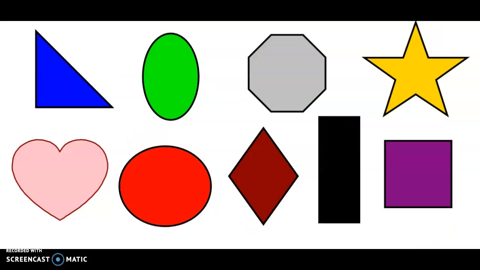All right, looking at my shapes. What shape is purple? The rectangle? No, not the rectangle. The rectangle is black. What shape is purple? The square. Good job. What shape is blue? The triangle. What shape is yellow? The star.